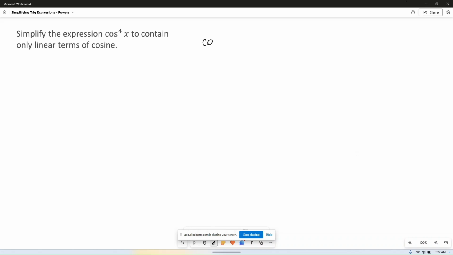We know if it is cosine squared of x, we can rewrite that as 1 plus the cosine of 2x all over 2. So I can rewrite a cosine squared as 1 plus cosine of 2x over 2. So the power on this new cosine is just a 1, so it's a linear cosine.